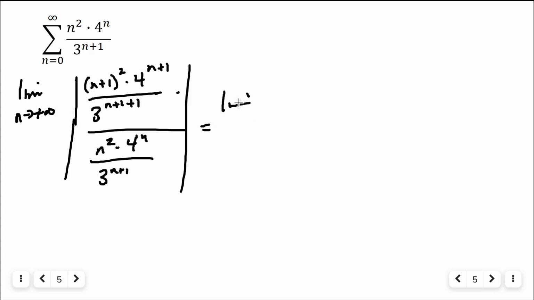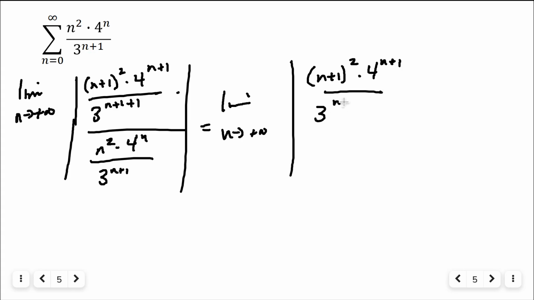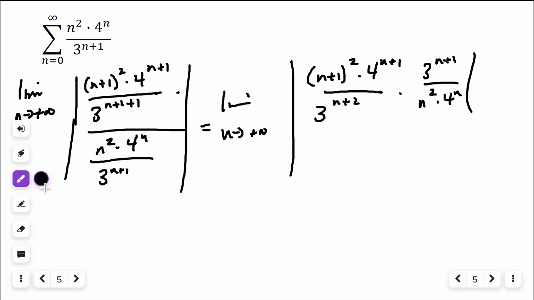All right, now we're going to rewrite this thing. So that's n plus 1 squared times 4 to the n plus 1 over 3 to the n plus 2, times 3 to the n plus 1 over n squared times 4 to the n. Let's take off some of this absolute value bar there.